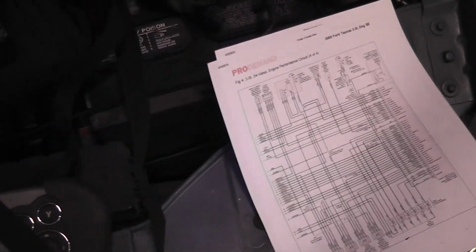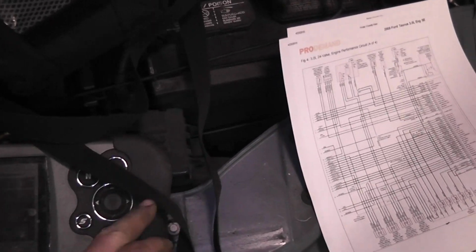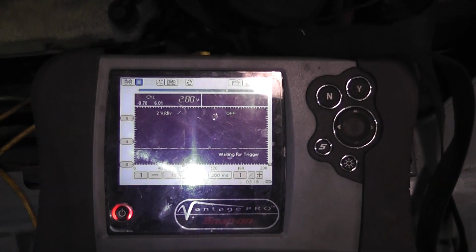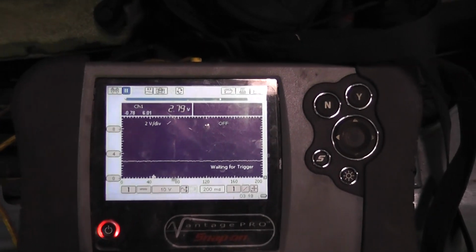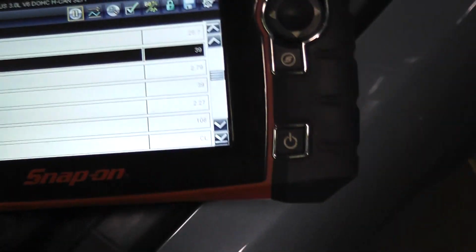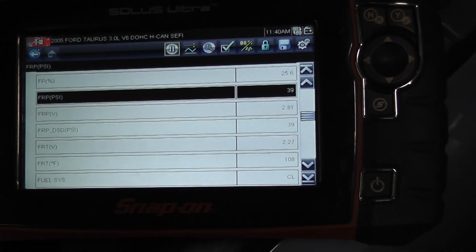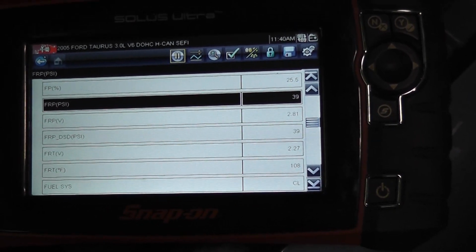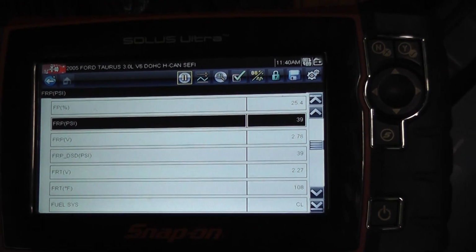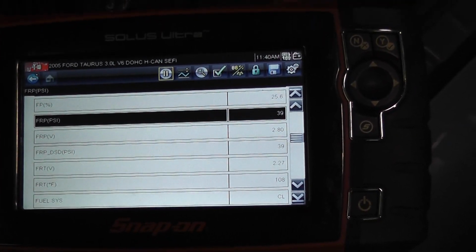And if I go to my live scope here, I'm showing 2.8 volts. That looks to be in range. So on the scanner, I'm at the 2.8, showing my fuel rail pressure at 39 and the fuel pump duty cycle at 25%.